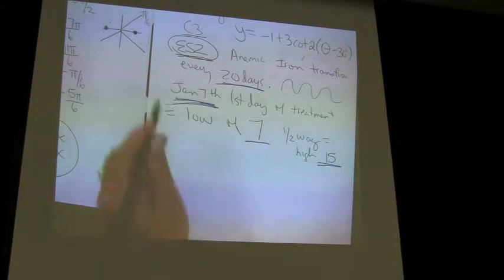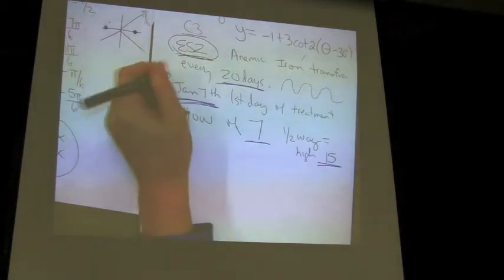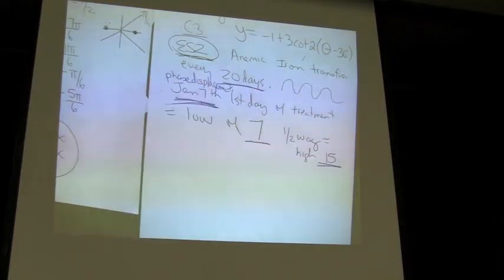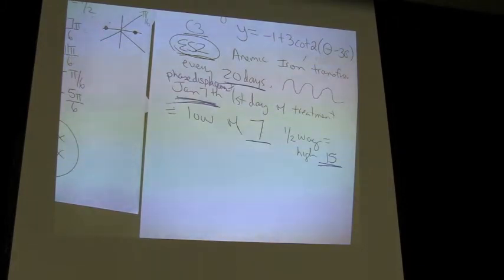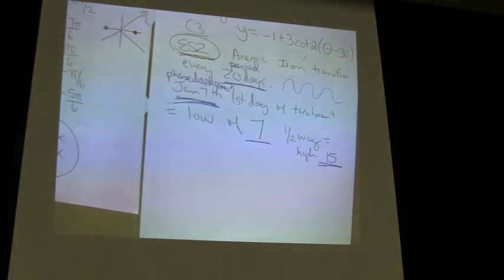So, January 7th was the first day of treatment. What's January 7th? The phase displacement. Because that's when is the first day of treatment. So right there is your phase displacement. She goes in and has iron every 20 days. What's 20 days? The period. Because after 20 days, she goes back in again and does it over again.